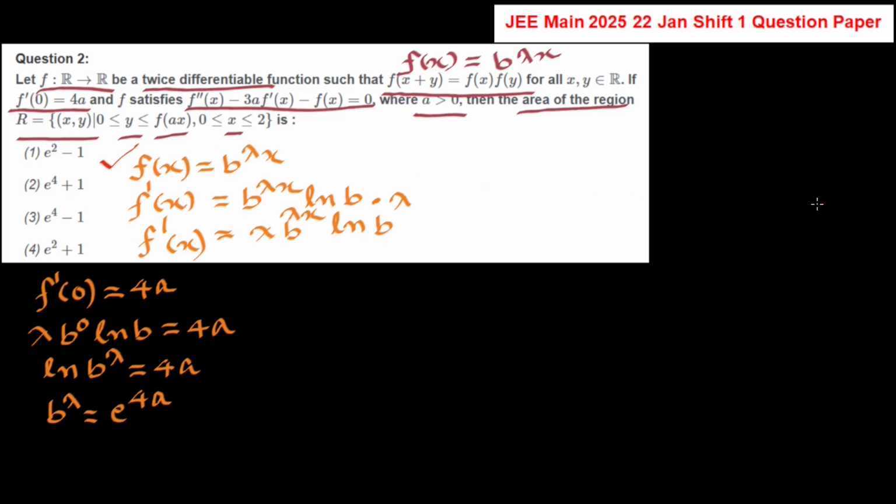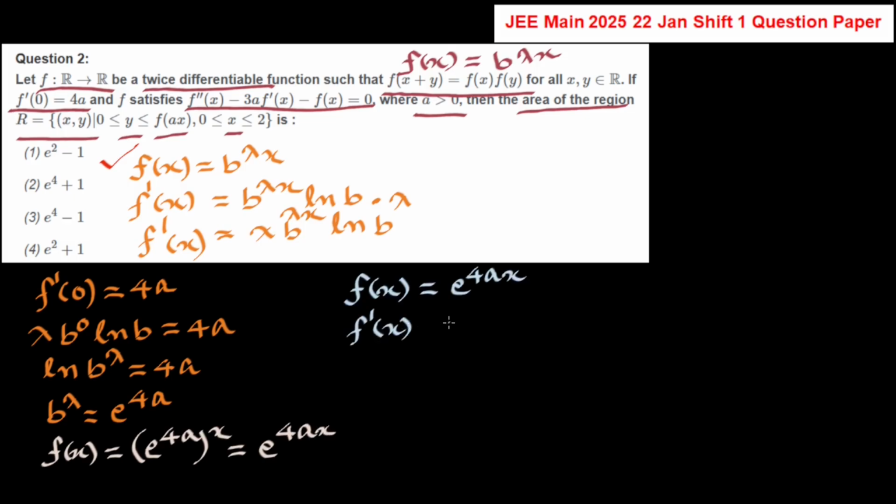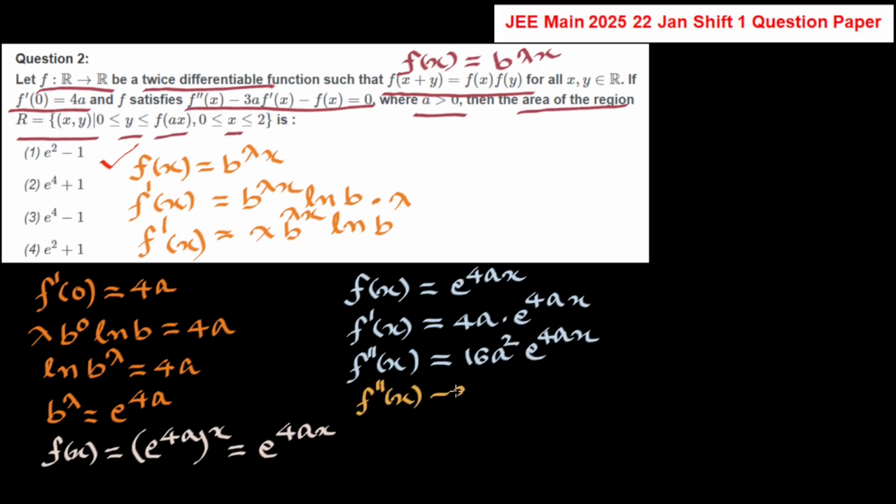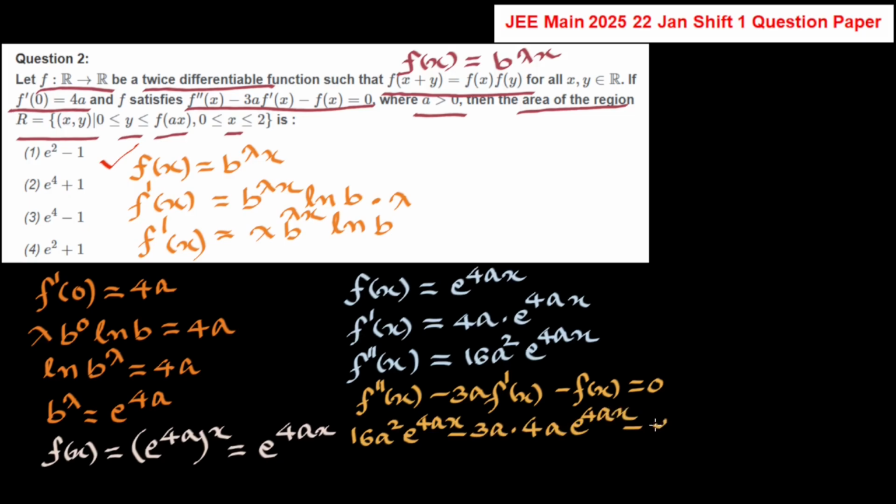So this f(x) becomes (e^(4a))^x, that is e^(4ax). Differentiating f(x), f'(x) is 4a e^(4ax), and f''(x) is 4a into 4a, that is 16a² e^(4ax). Now it is given f''(x) − 3a f'(x) − f(x) is 0. Putting the values, 16a² e^(4ax) − 3a into 4a e^(4ax) − e^(4ax) equals 0.